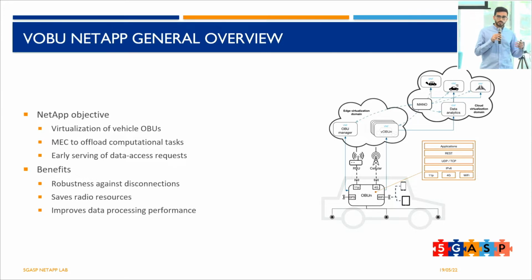In this way, we also save radio resources because it acts also as a cache. So we don't always have to go till the final mile, till the vehicle, but we can just go to the MEC, or even if we have the information enough updated, we can go directly to the cloud and gather that information. So we also improve the data processing performance in the general architecture, always depending on the use case we have. So that's the general overview of the application.